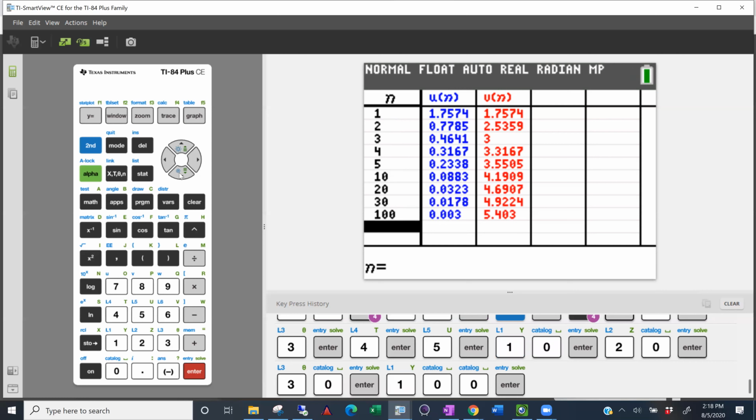There you go. Don't do 10,000, it crashes. 10,000, it crashes? All right, so let me do 1,000 then. Boy, it's not liking this one.